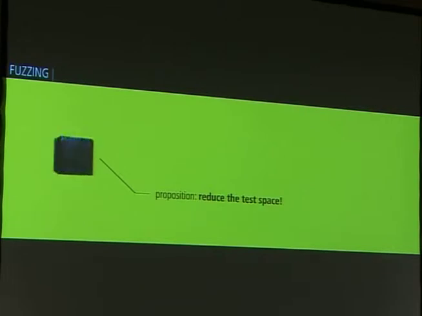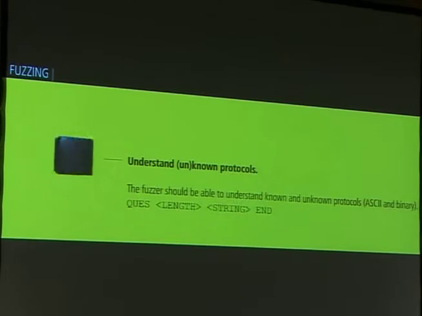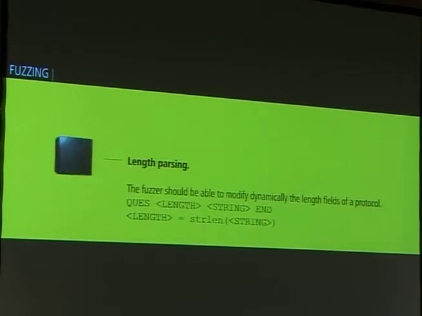So a proposition to increase the efficiency of this technique is to reduce the test space. To do that, we have seen through the example that if you understand the protocol, it's much better. If you especially can parse length, it's better again. And finally, every substituted string is not relevant. First, understand the protocol. In this case, if you know that the protocol is written like this, you can reduce significantly the test space. If you can parse length, it's very important. In this case, the length value should correspond to the length of the string value.